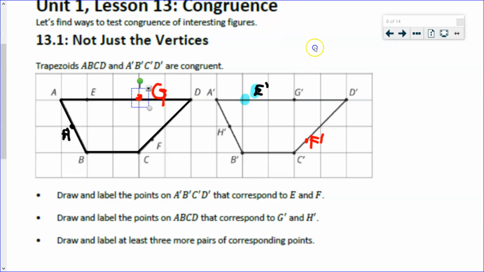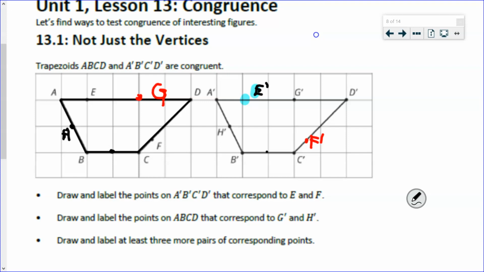So now I need 3 more students to do what the next set of directions says. It says label at least 3 more pairs of corresponding points. And you can label them anything you want except for these letters that have already been used. You'll have to pick different letters than what has been used. Landis, you can go and do 1 pair. I need a couple more volunteers. Garrett, and I've already heard from Cole and Lucas. I need someone new. Xander.